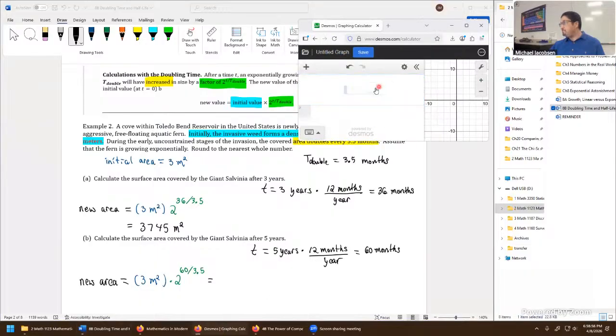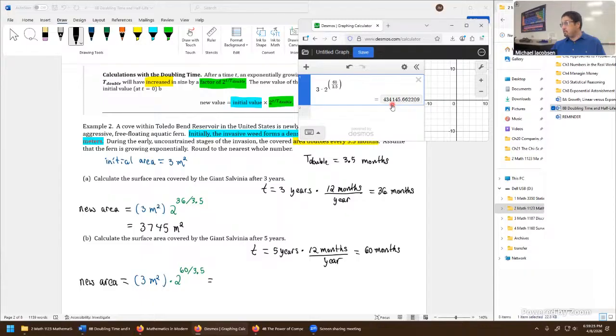So back to the calculator again. Write out in a similar way. This is 3 times 2 to the power of 60 divided by 3.5. And it's gone from just under 4,000 square meters to now, in 5 years, almost 500,000 square meters. It's just exploding in this reservoir at this point. But we should expect to.